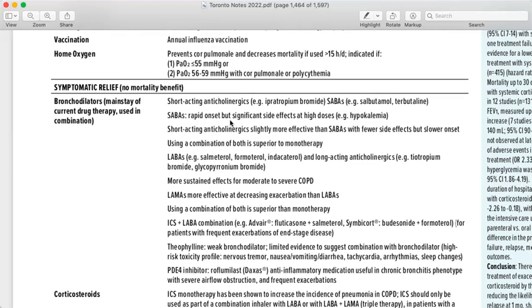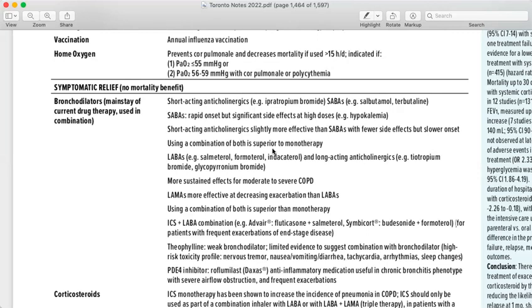Short-acting anticholinergics are slightly more effective than SABA. So anticholinergics are more effective than SABA. Using a combination of both is superior to monotherapy. So if you are using short-acting anticholinergics like ipratropium bromide along with SABA, it will be more effective. If they give a scenario asking what is the most effective one, you are going to choose on the basis of that. If they ask for the first line, then you're going to start with the short-acting anticholinergic.